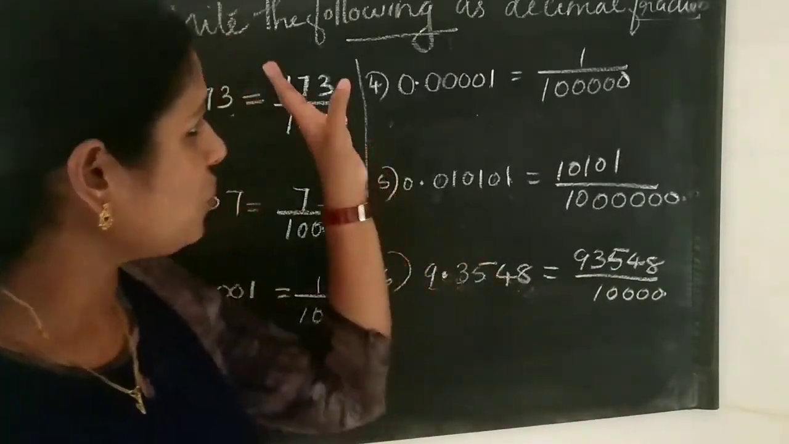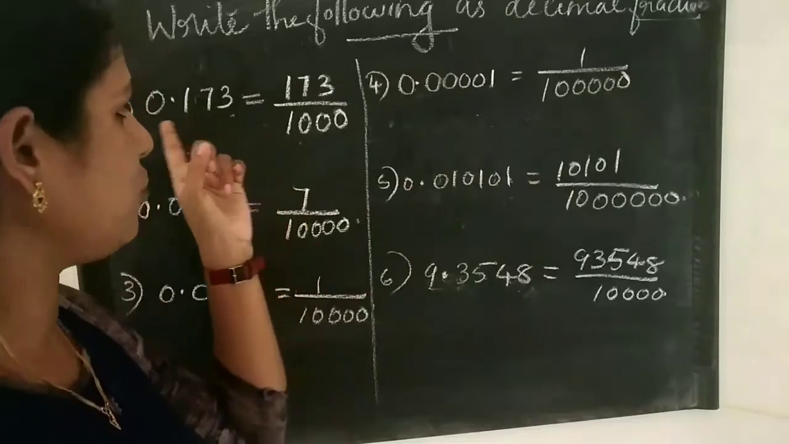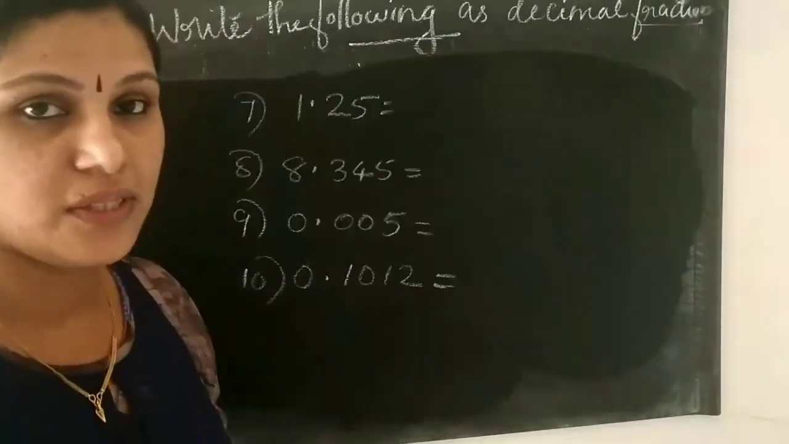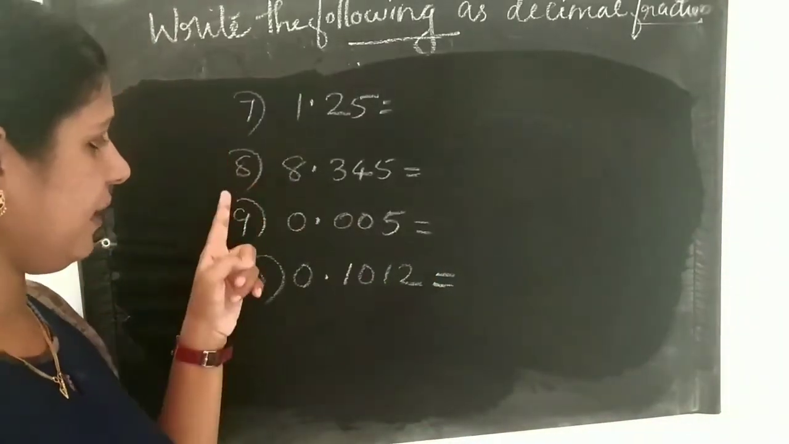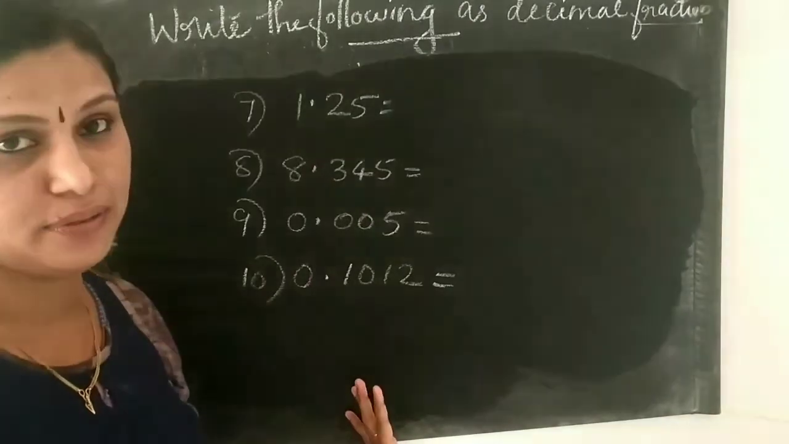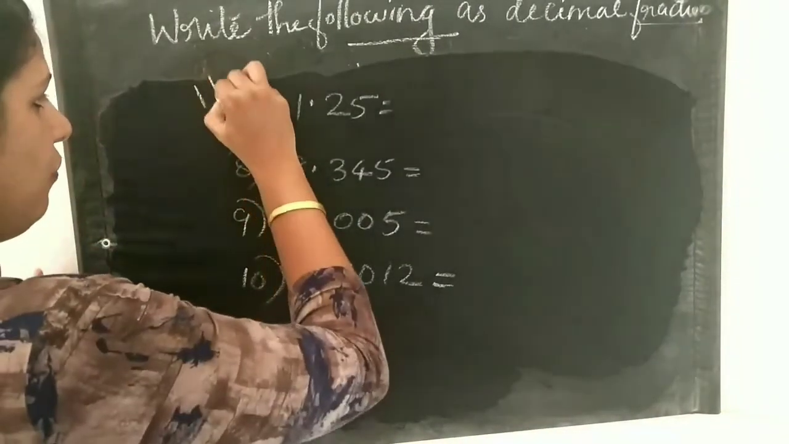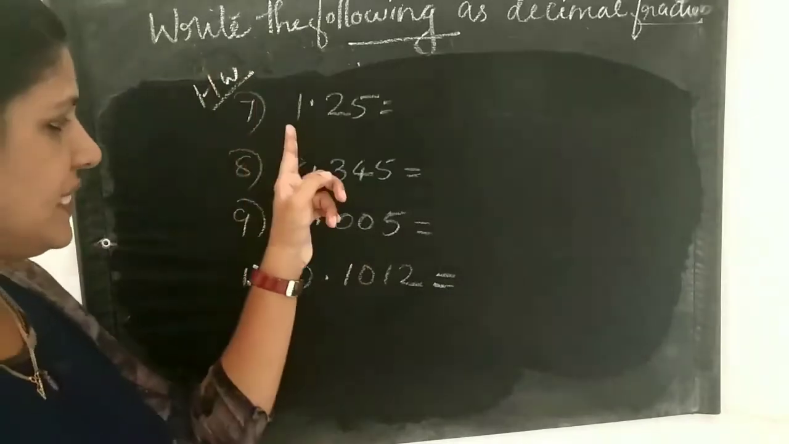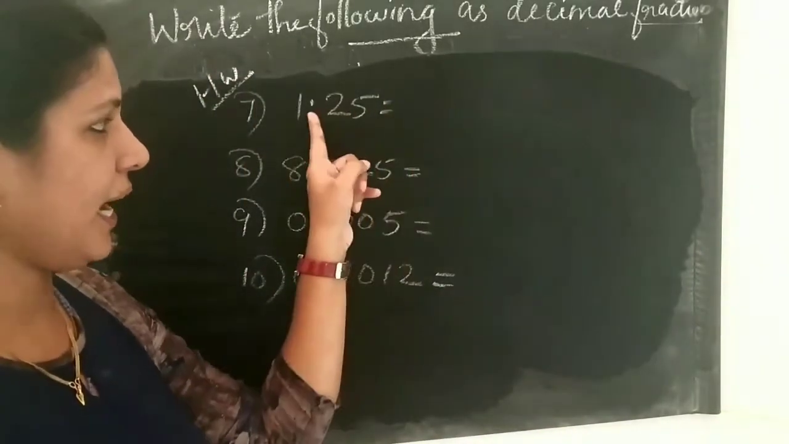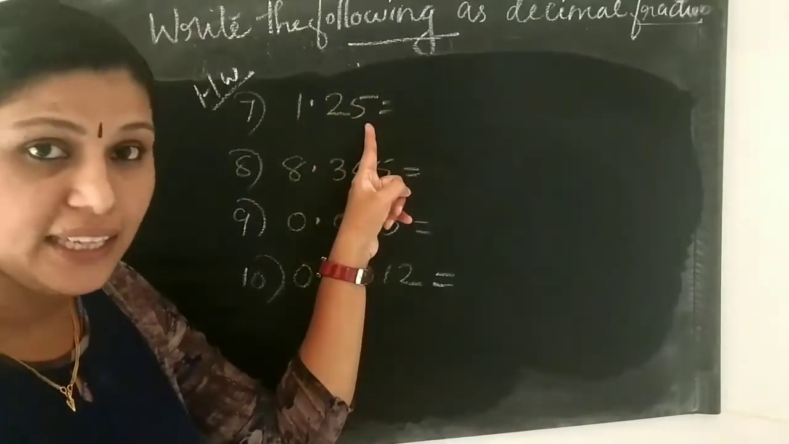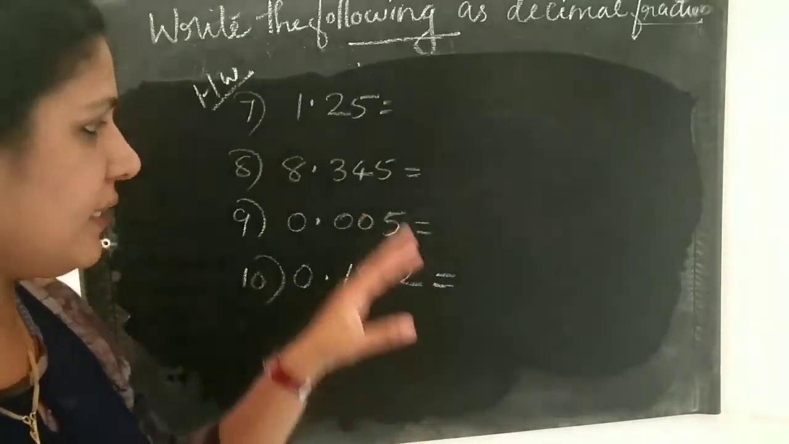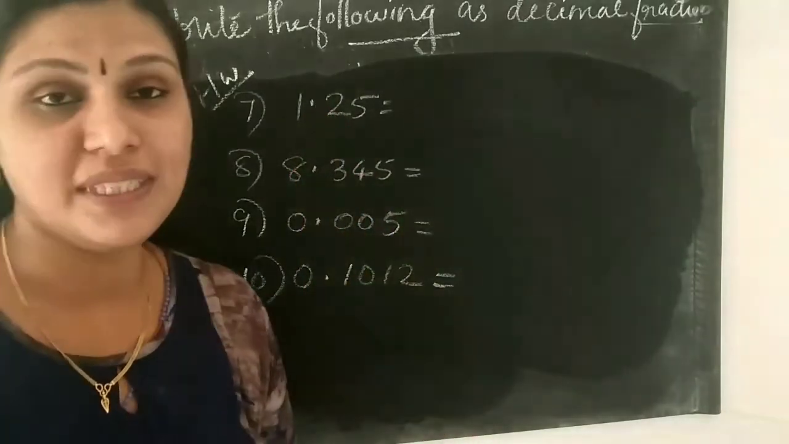Now you understood how to convert a decimal into a fraction. So children, this 7, 8, 9, 10 you have to do yourself. So it is homework. First you write the number, count the place value on the right side, and put the zeros for that. Like that you have to do these 4 problems as homework.